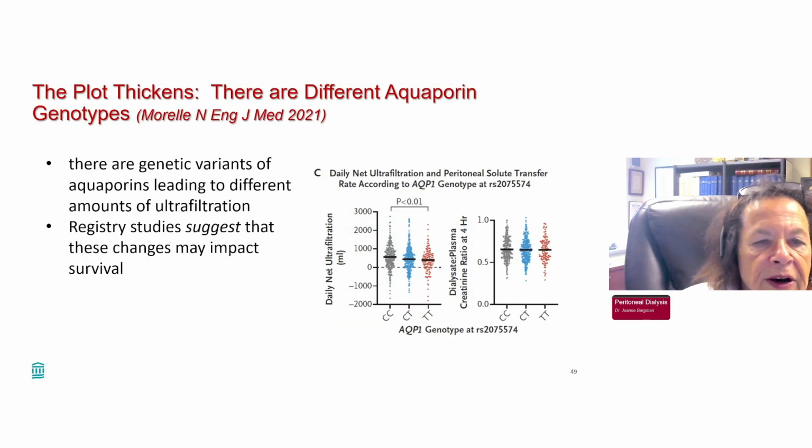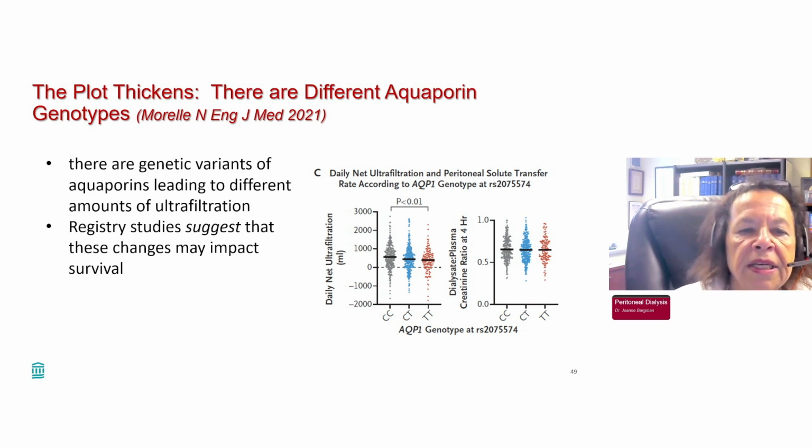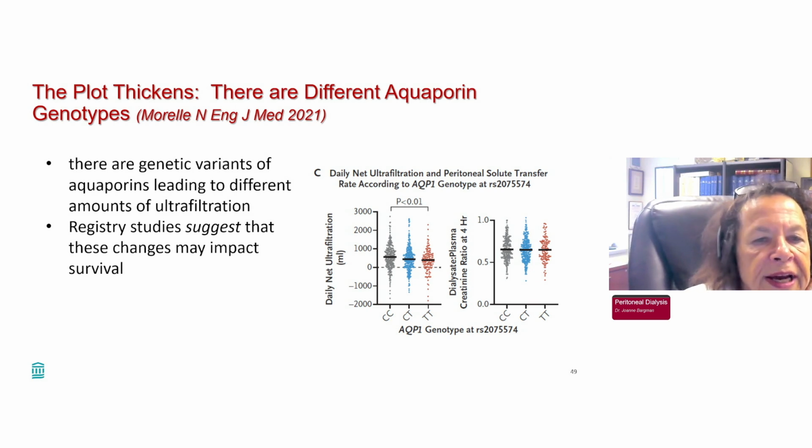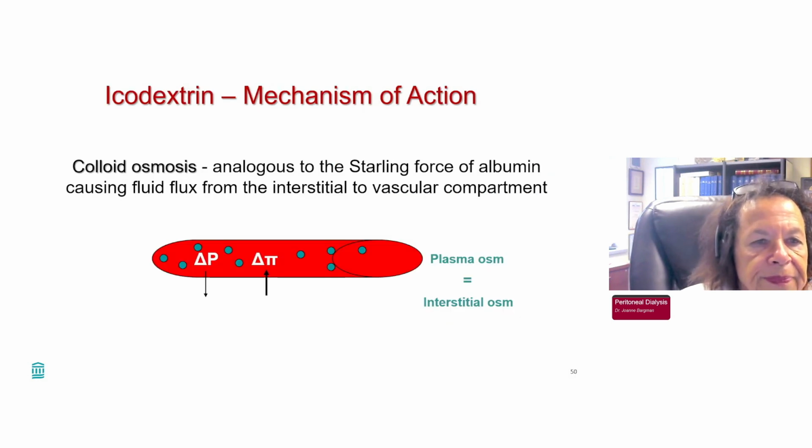And I just want to point out more recent research shows that there are different aquaporin genotypes from one patient to the other, and it does appear to affect the amount of ultrafiltration. So again, it adds to the interest that there is in dealing with a biological dialyzing membrane in peritoneal dialysis patients as compared to hemodialysis patients.